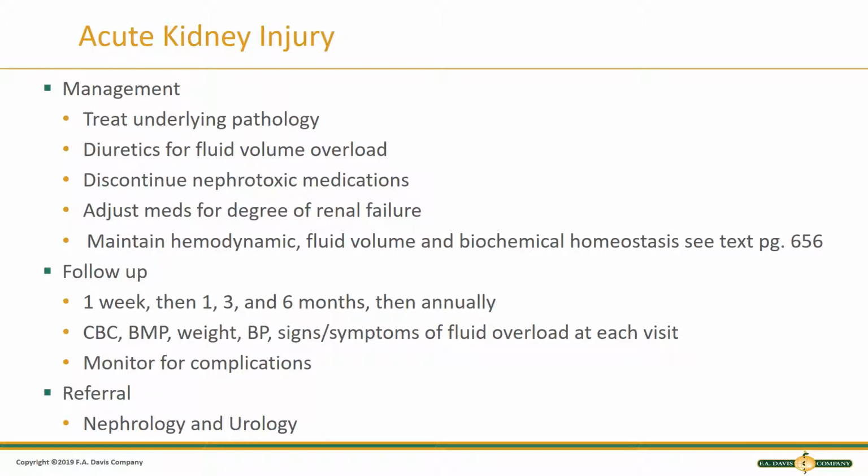How are you going to manage these folks? Well, you're going to manage based on the underlying cause. If your patient has pre-renal azotemia, then you're going to be considering IV hydration. Perhaps you may need to send your patient for transfusions. If the patient is fluid volume overloaded, you may consider giving diuretics.